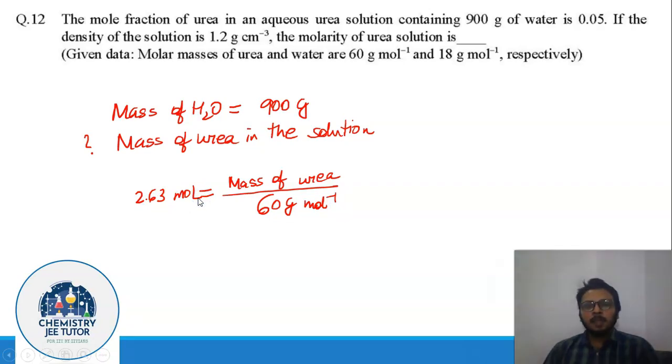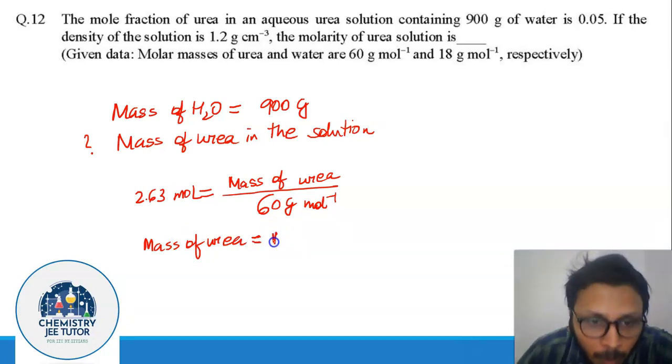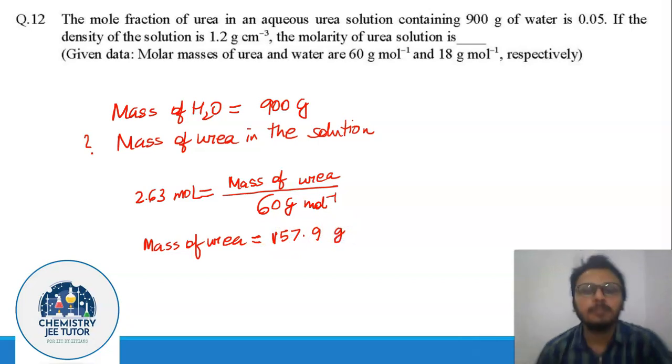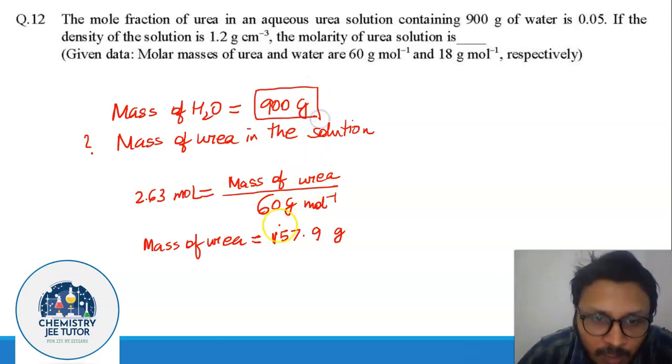Okay, so from here we get the mass of urea, and if you calculate the mass of urea, this comes out to be approximately 157.9 gram. So this much amount of water we have in the solution, and this much amount of urea we have in the solution.